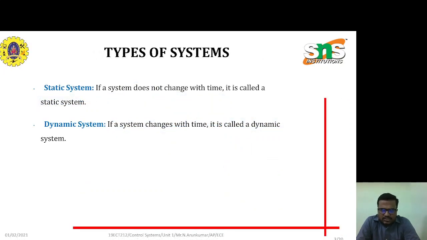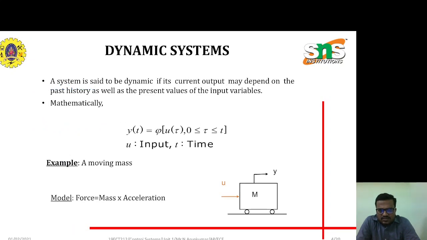Next is types of systems. It may be a static or a dynamic system. Static means it's a constant. Dynamic means it's a variation. Dynamic systems, for example moving mass. While considering electrical equipment, we see how the electrical equipment or the signal moves towards the end. While moving towards some functions, we take it as a force. The force is nothing but mass into acceleration. Based on mass into acceleration only, the system can move towards the destination with the help of force.